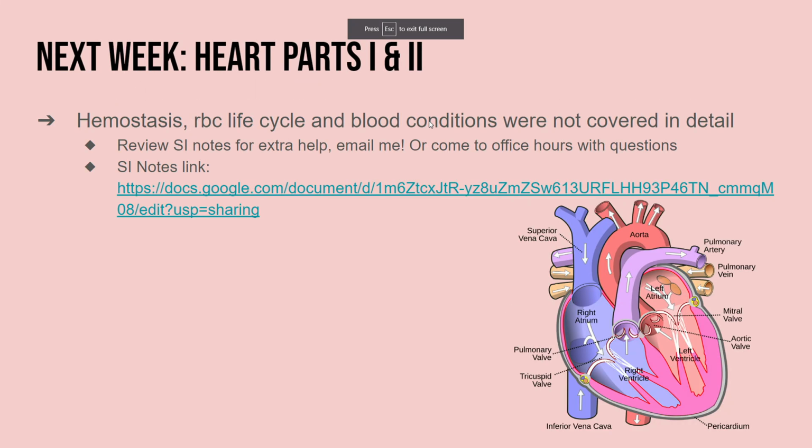So this is a reminder also, I don't do everything that you need to know for every unit. So here are some things I didn't get very specific into: hemostasis, the red blood cell life cycle, and all those blood conditions. If you have questions on those, you can look at my SI notes that I linked there, or come to office hours or email me.